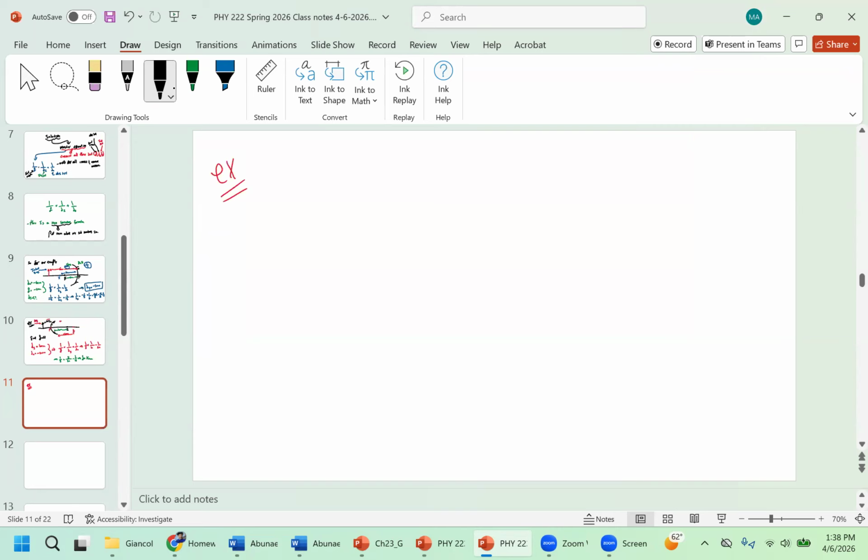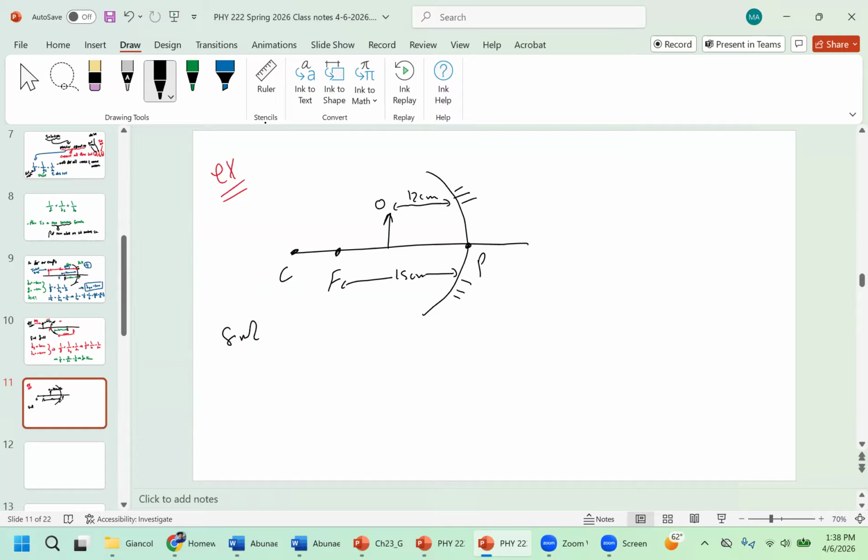So let's do another example, shall we? All right. So let's say you got a concave mirror. Here's your pole. Here's your object. Let's say your object is 12 centimeters. And here's your focus, which is 15 centimeters. Let's say here's your center of curvature. Okay. Find the distance. Where is the image? Find the distance of the image.